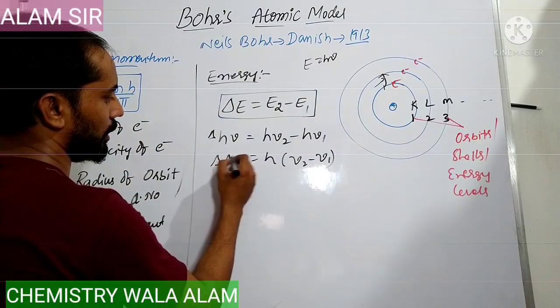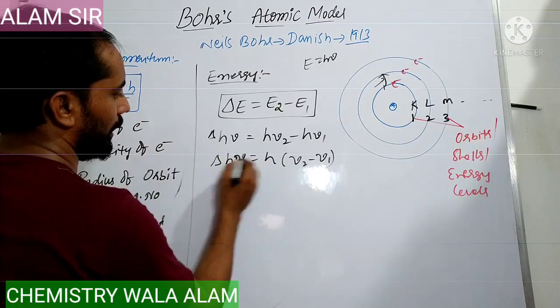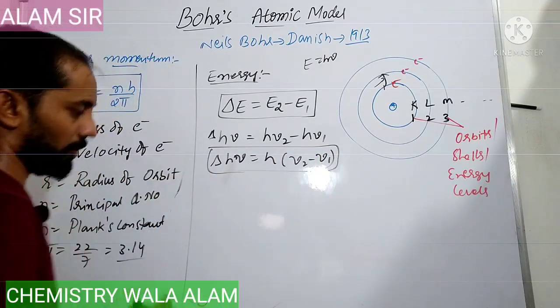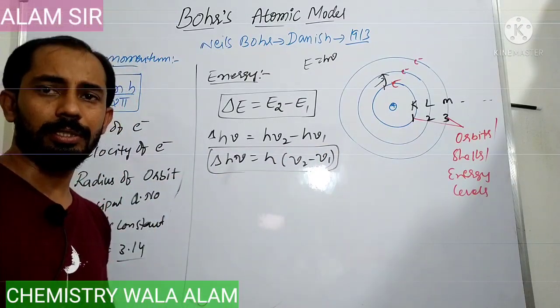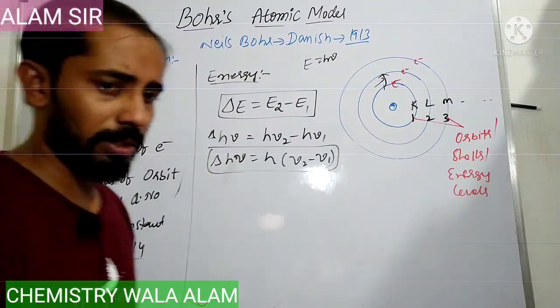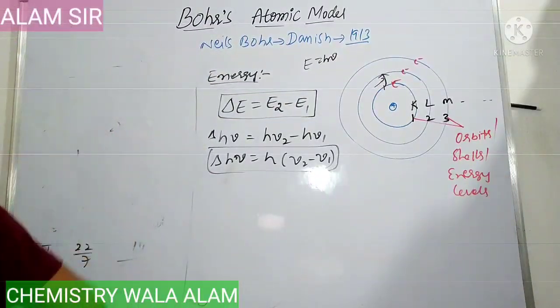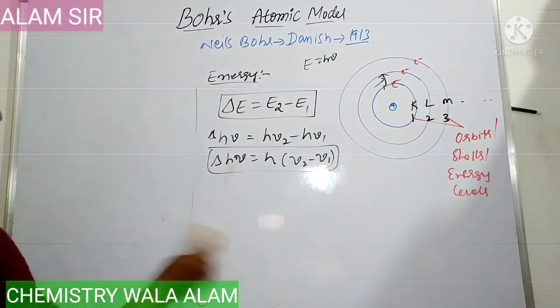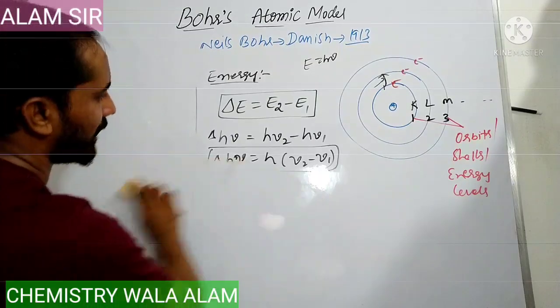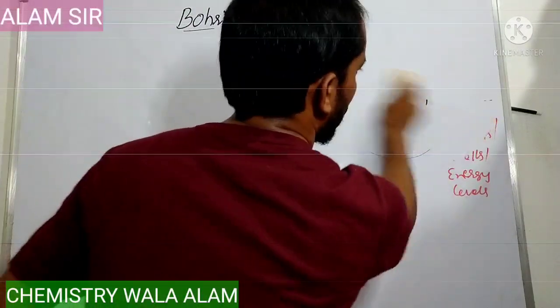So this is the change in the energy, that is delta E, which equals E2 minus E1. Okay? So this is the fourth point, change in the energy. Next we can move to the calculation part. So the first thing is calculation of the radius of the orbit.